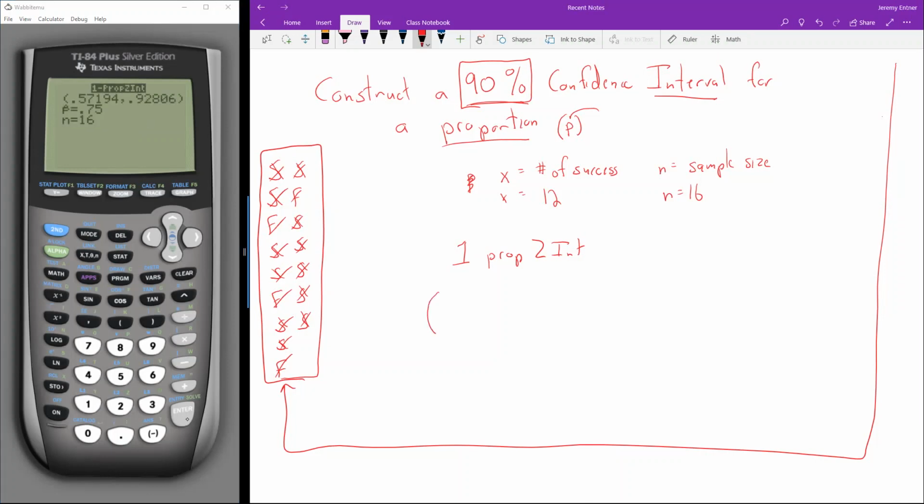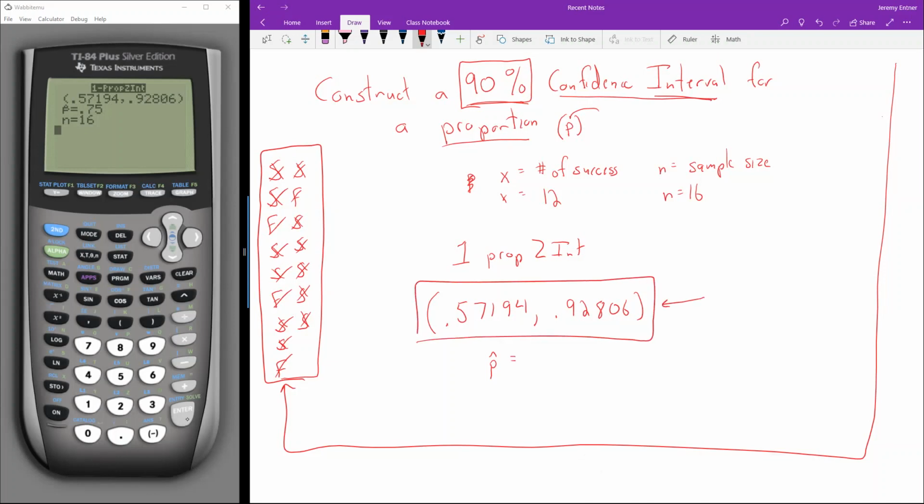And what we get out of that is something that says 0.57194 and 0.92806. Right? You'll also see some other things in there. You'll see a p hat. Not that that's part of the answer for this. That's because this wants the confidence interval, which is this thing, these two numbers.